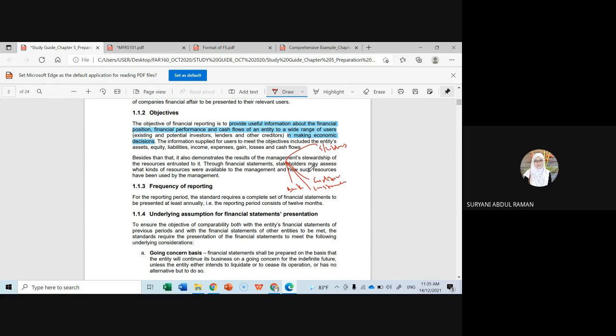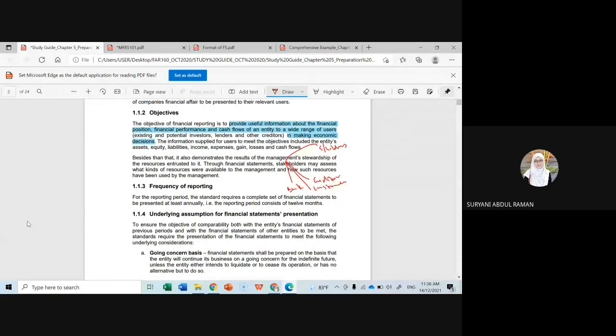So, this stakeholder may assess what kind of resources were available to the management and how such resources have been used by the management. So, actually, financial statement is a kind of tool that communicates the financial affairs of a company towards their stakeholders. It is a communication medium used to inform users of the financial condition of a company.